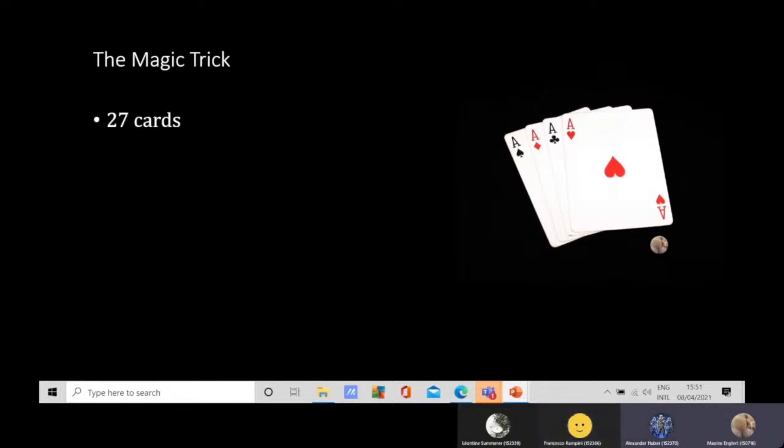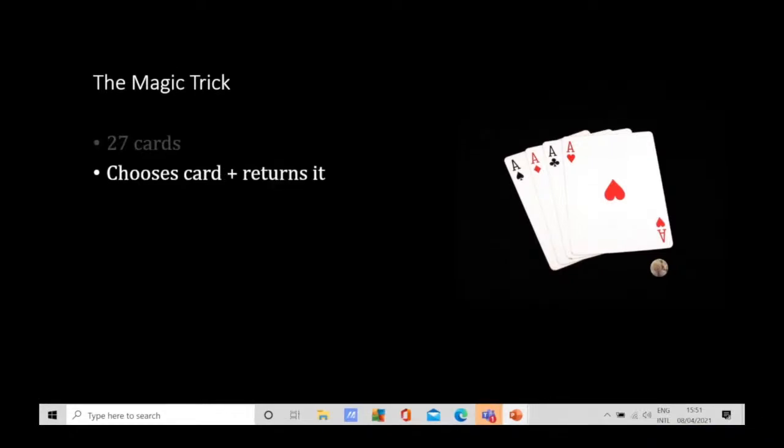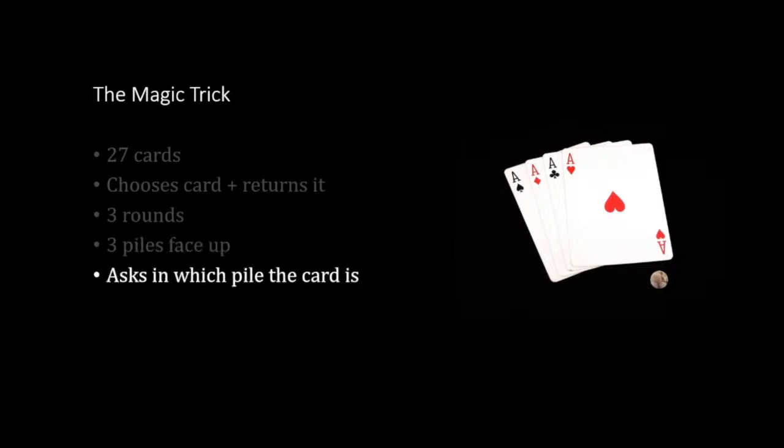These are the steps towards performing the magic trick without the answers for now. Two people have 27 cards. A person chooses one of those cards without revealing it, and then returns it to the pile of cards. The second person now has 3 rounds to find this card. Each round is made up of 3 stages. He deals the cards in 3 piles face up. He asks in which pile the card is. He reforms a pile by stacking the 3 piles in the order of his choice.